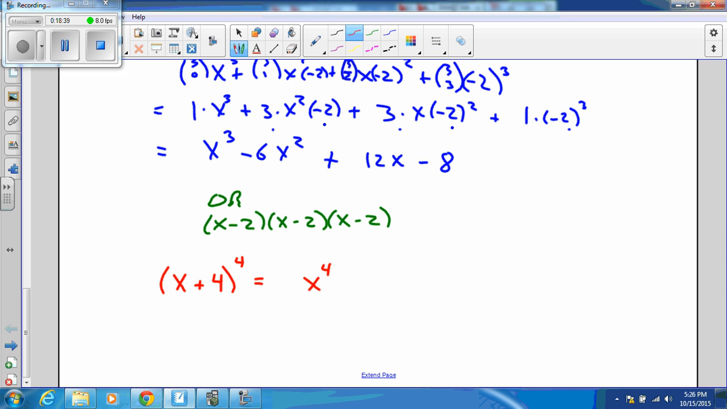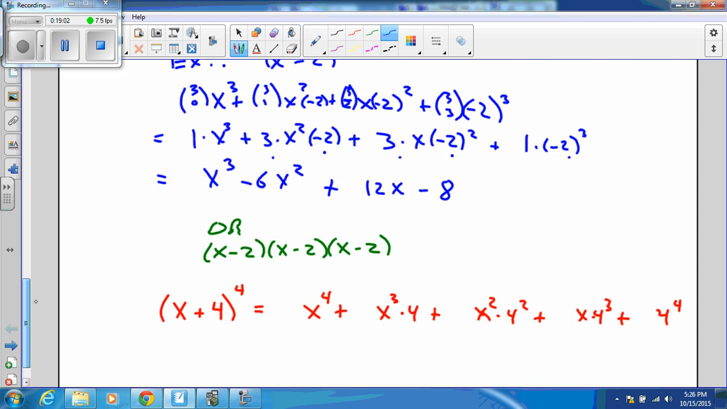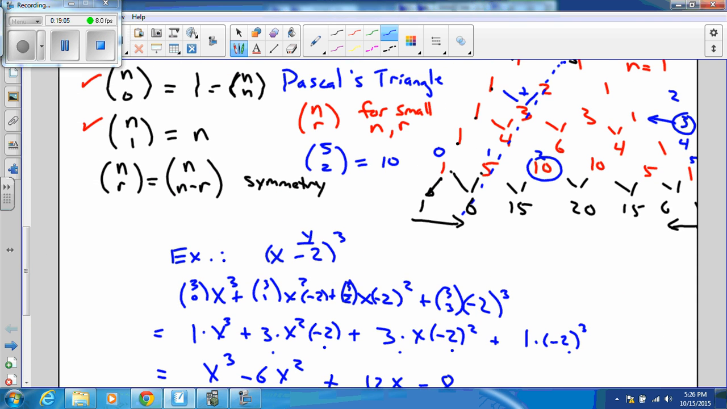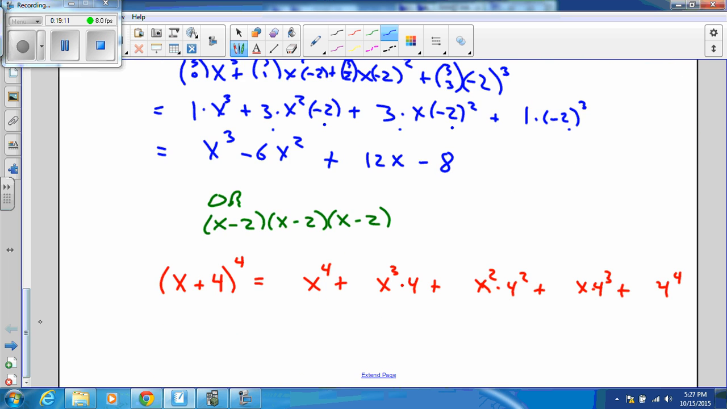Welcome back. What you should have is your skeleton. x^4 times 4^0, plus x^3 times 4^1, plus x^2 times 4^2, plus x^1 times 4^3, plus x^0, which is invisible, times 4^4. And then our coefficients are going to come straight off the row for n equals 4, which is this row right here. They are 1, 4, 6, 4, 1.